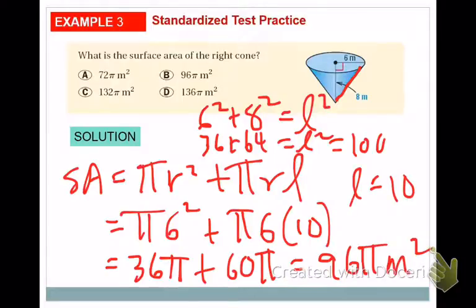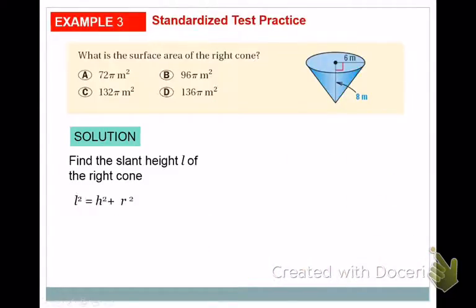All right, any questions there? Got it? So the answer would be B.